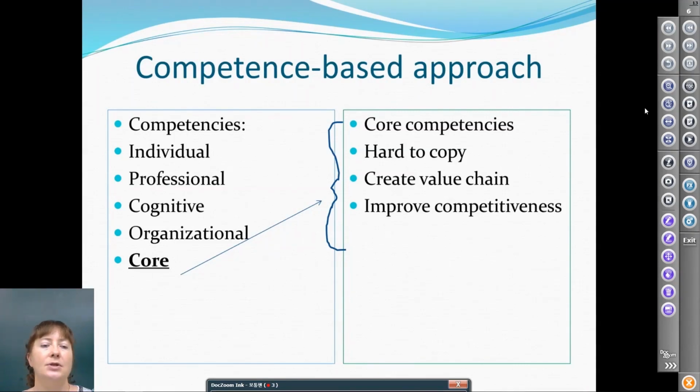In this case, you can see here on the left examples of the competencies in the global area. We may have individual competencies, professional competencies, cognitive competencies. They belong to the personal level. So these three types of competencies belong to one person. It means that if we are looking for the best professional competences, we should search for the best employee or best manager for our project.